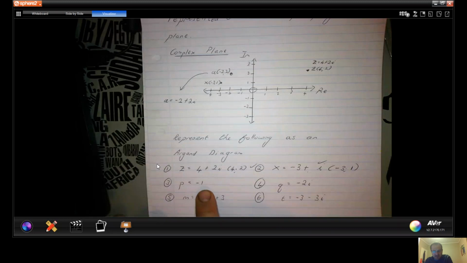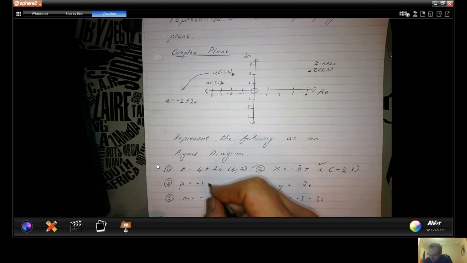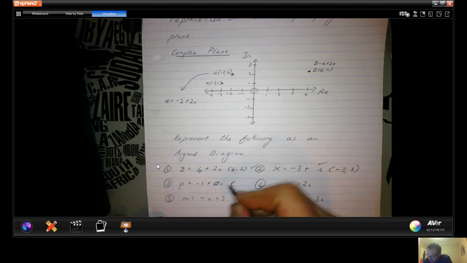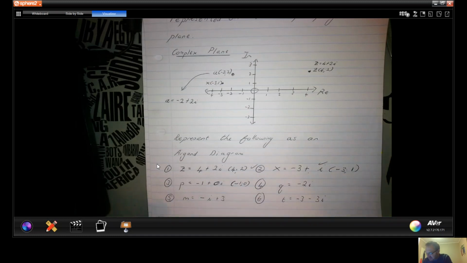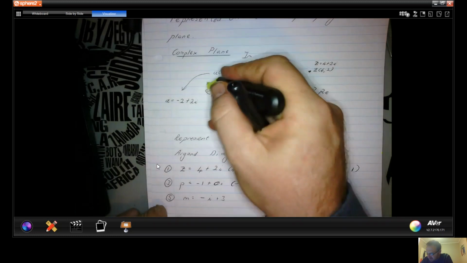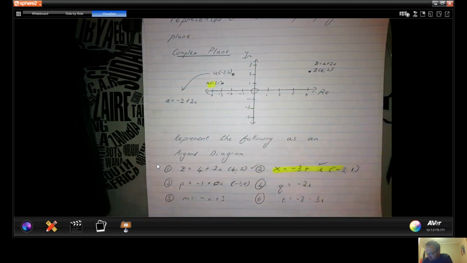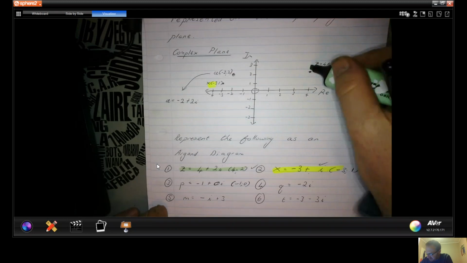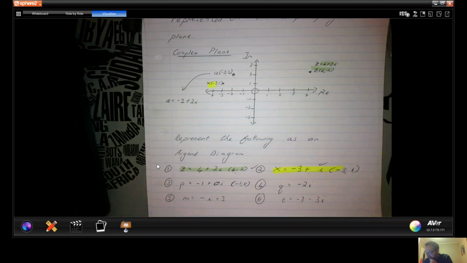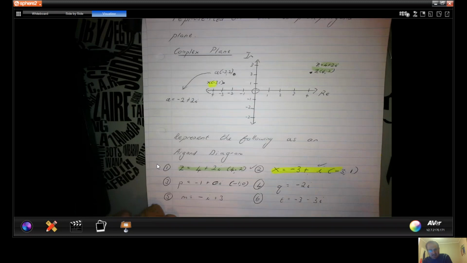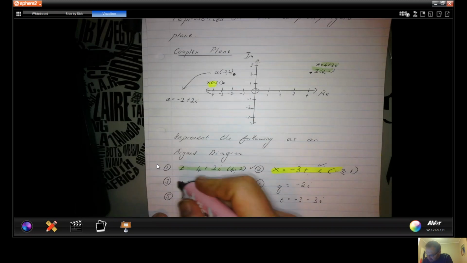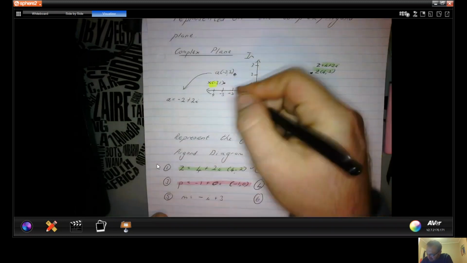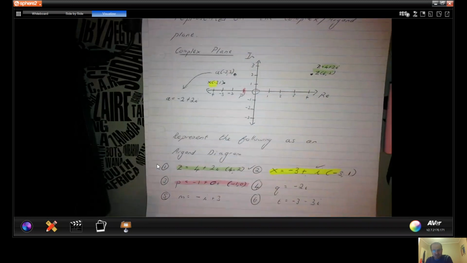Number 3, now p is equal to negative 1. Well, that means the same thing as p is equal to negative 1 plus naught i. I know it's a bit lame to put in the naught. So what does that mean? Well, the real part, the x coordinate, is negative 1, and the y coordinate is 0. So if we get some color in the matter here, x was over here, z was illustrated over there, and p, negative 1, naught, is going to be over there. That's the point p, negative 1, 0.